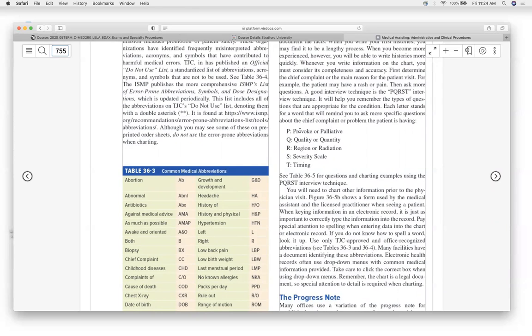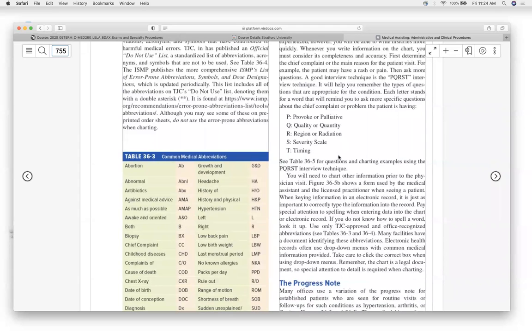And that's provoke or provocation or palliative. That's P. Q, quality and or quantity. How many times during a day do you get this pain? And what kind of pain? Is it dull, like if somebody punched you? Or is it like a knife, like somebody stabbed you?